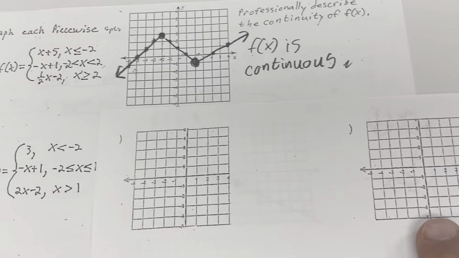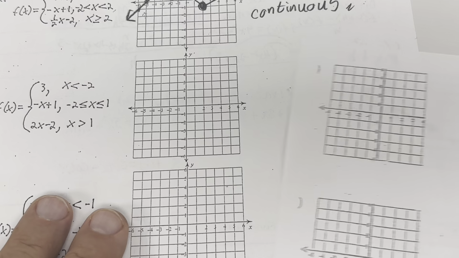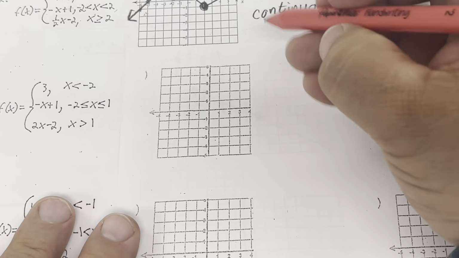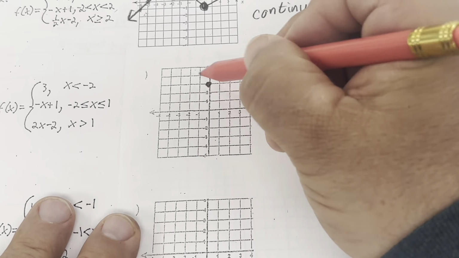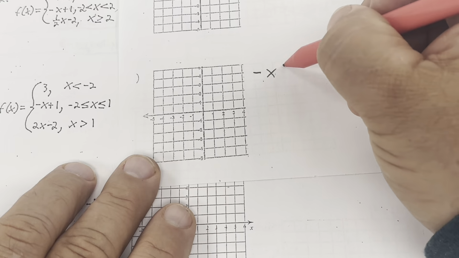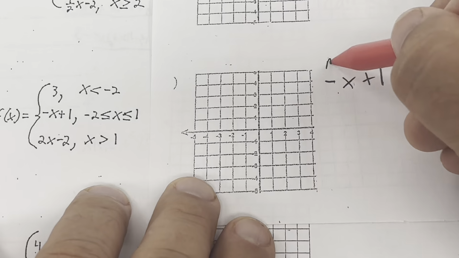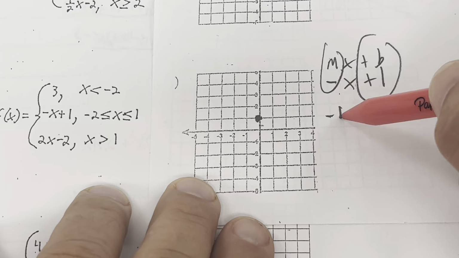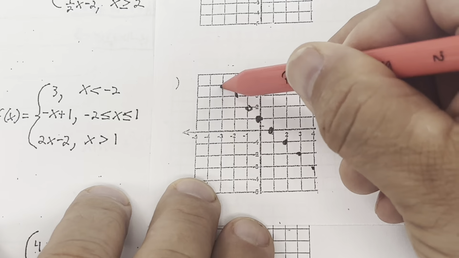So for 13, we're going to do 3 graphs, and we're going to bring them all together on this graph. The first one for number 13 is y equals 3. That's a horizontal line. Negative x plus 1. So mx plus b, I begin at 1 on the y-axis, and my slope is down 1, right 1. Down 1, right 1, and so on. Go in the other direction.